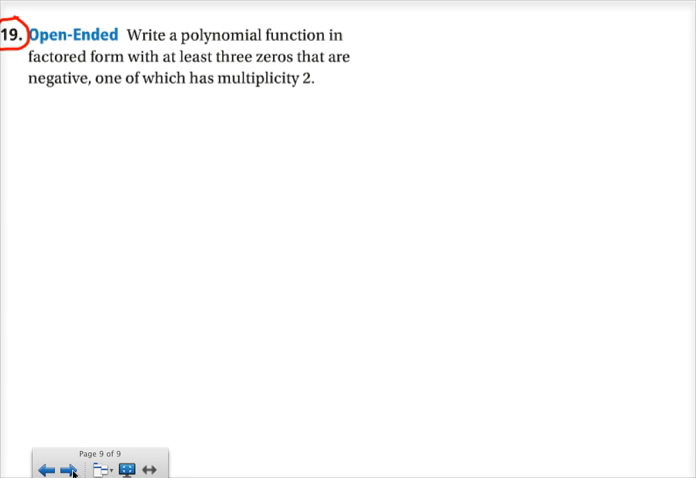Number 19, write a polynomial function in factored form with at least 3 zeros that are negative, one of which has a multiplicity of 2. So we need 3 different negatives, which would mean in that format x minus a, these are going to be positive. I'm just going to use x plus 1. That's a nice little easy one right there. And x plus 2, x plus 3, those seem easy enough here.